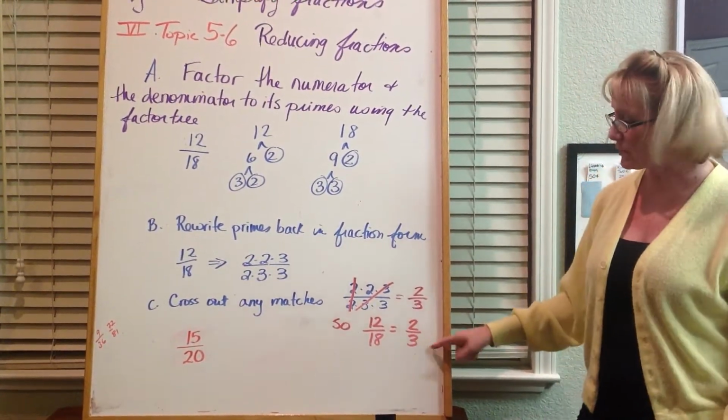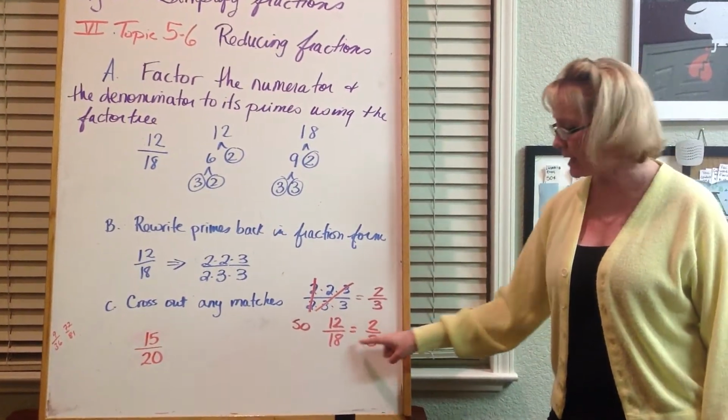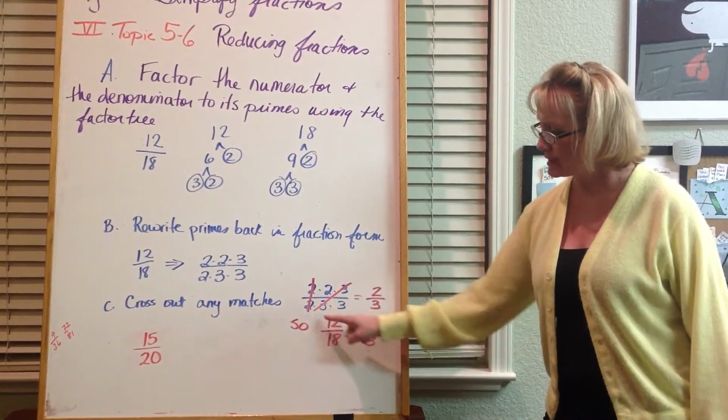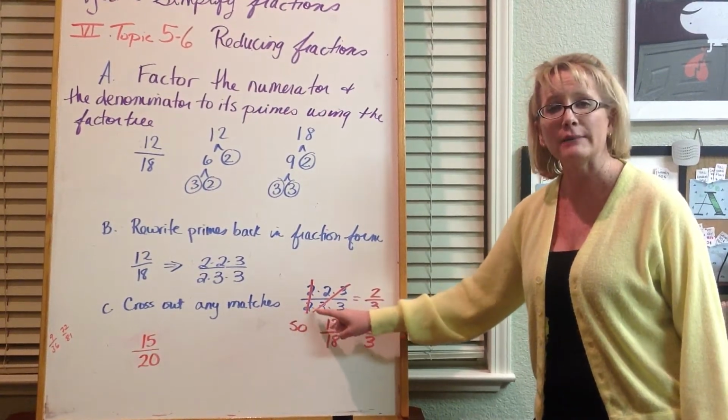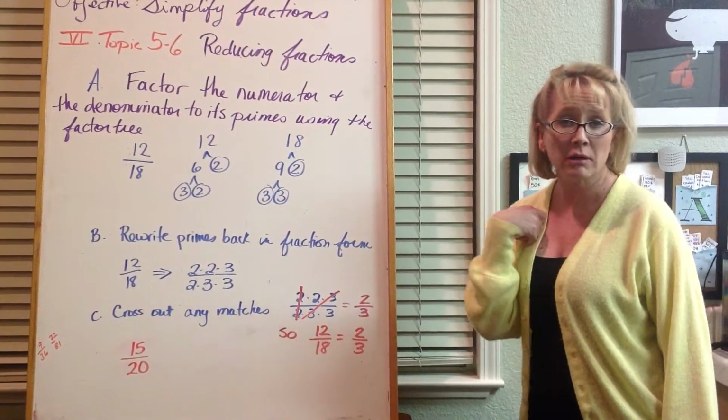What I really did is I divided them both by 6. 12 divided by 6 is 2, and 18 divided by 6 is 3. Because look at what I crossed out: I crossed out a 2 times a 3. And how much is 2 times 3? It's a 6. I just did it. I just didn't know I was doing it.